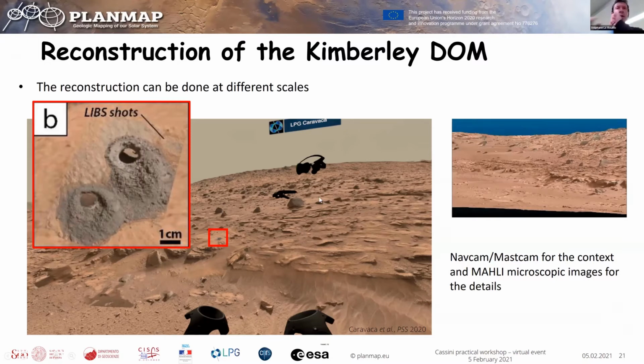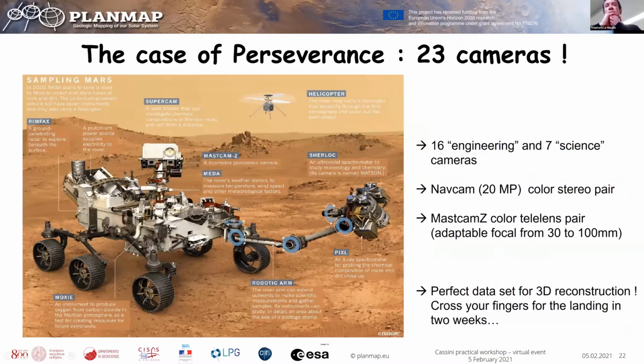So one thing which is also very exciting is the future. And I would say the future in 2 weeks, because the next rover, which is called Perseverance, will hopefully arrive on Mars on the 18th of February, so in 2 weeks now. And Perseverance is equipped with 23 cameras, so more than Curiosity. Curiosity had only 17 cameras.